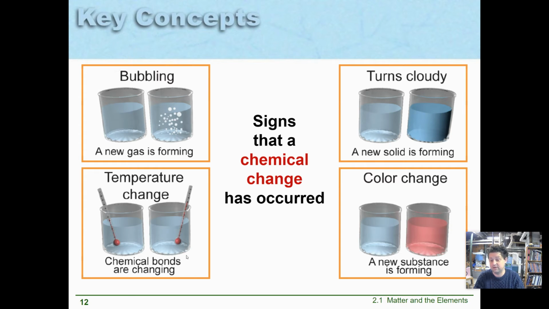It could turn cloudy, like when a new solid is forming. You mix two things together and they create a new solid. Or a color change, like a glow stick. You crack a glow stick open and you shake it up and the two chemicals get together and they make a new color. For those sorts of changes, I know that a new compound has been created.